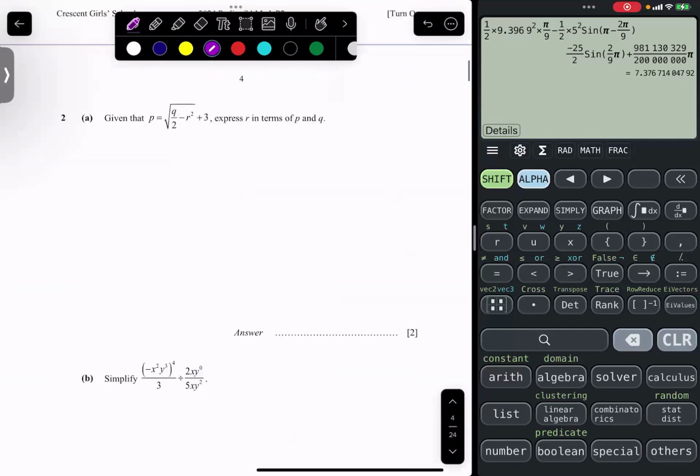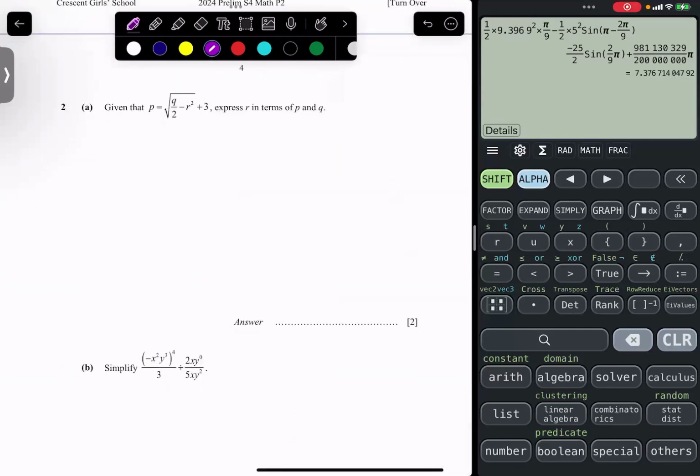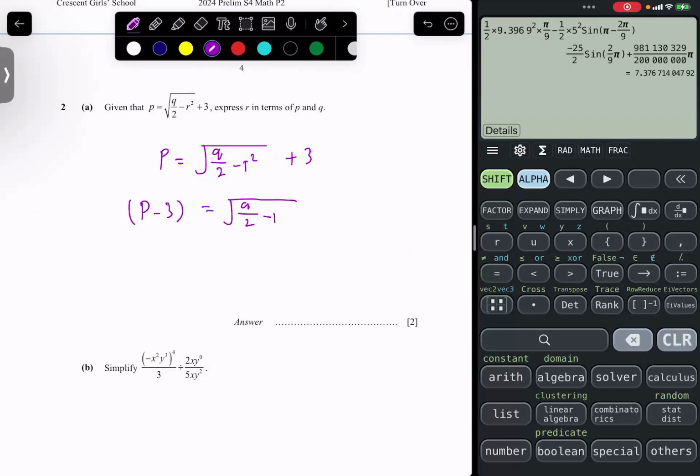Okay, question 2. Given that P equals the square root of Q over 2 minus R squared, plus 3, express R in terms of P and Q. So here, P equals the square root of Q over 2 minus R squared, plus 3. So the 3 is on the outside, so I need to take note. In order to remove the square root, I need to make sure that the square root is isolated. So I need to move the 3 over first. P minus 3 equals the square root of Q over 2 minus R squared.